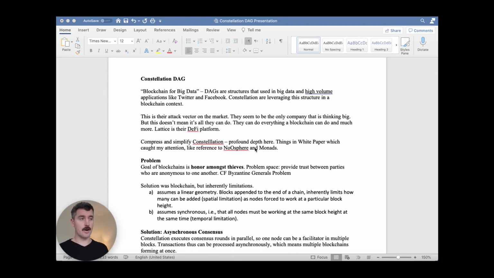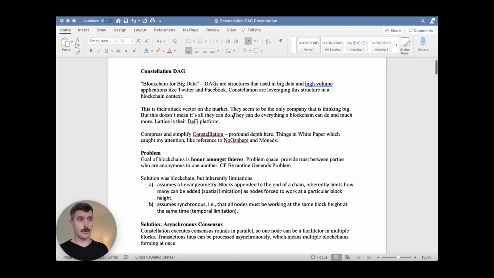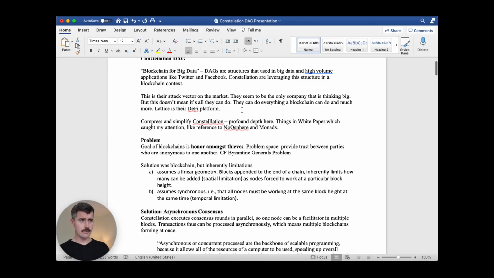As far as I'm aware, there are no other companies in the blockchain space that are really focused on big data. But that doesn't mean that their technology is exclusively used in the big data context. They can do much more than just what's in a big data vertical. So it's a very interesting technology, and there's lots of things in the white paper which suggested that there was a level of depth to this that is quite unique.